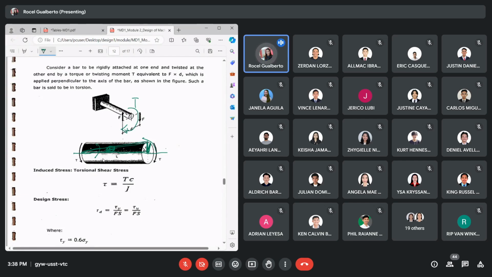Okay? So yan po yung para doon sa members under torsion. So paano po natin i-design ang mga members under pure torsion? Una po is basically doon sa kanyang strength failure, at ang pangalawa is doon sa deformation failure. Katulad po ito noong sa tension. Yun po yung naging basihan natin sa pagde-design. Isa ay galing sa stress at ang isa po ay galing sa deformation.